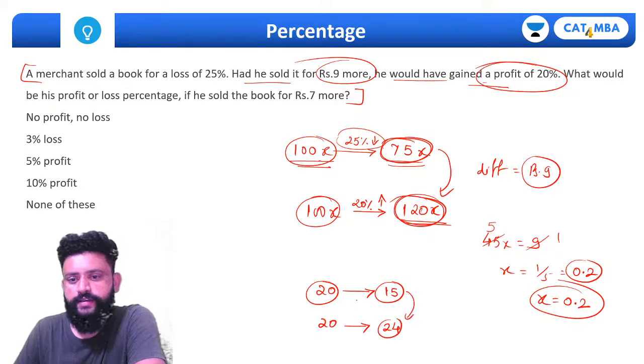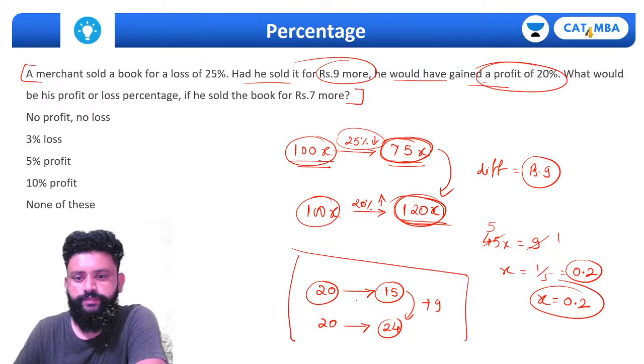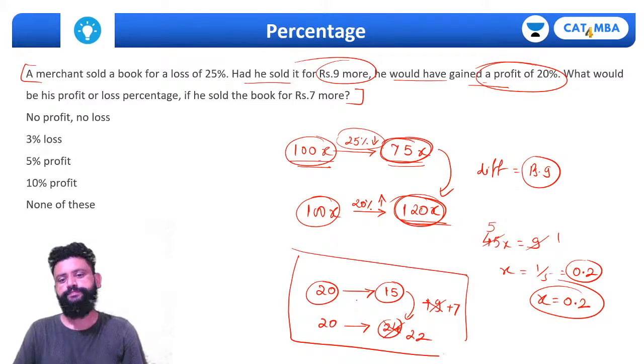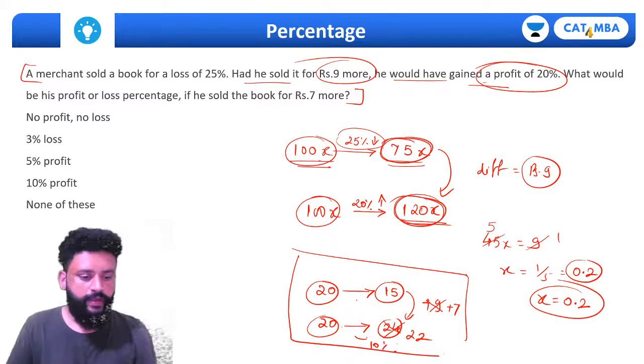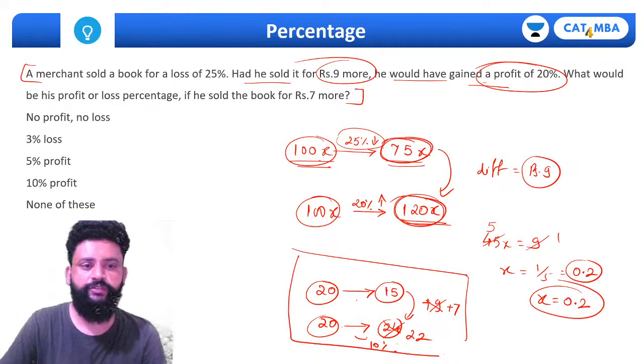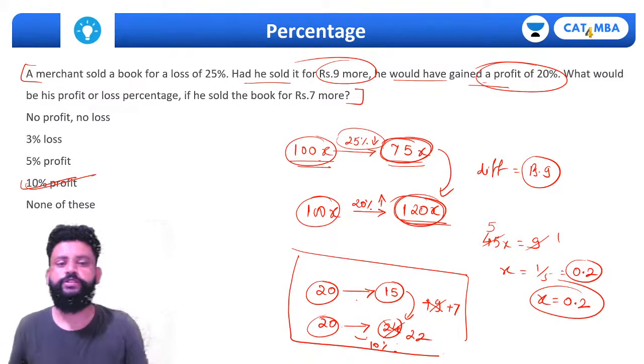So now it is 9 rupees more. So this is what the transaction is. But had it been just 7 more, then this must have been 22. So his profit will be 20 to 22, it will be 10%. Have you understood this? Those who are watching, they can quickly drop in the comment if you have any query related to this question.